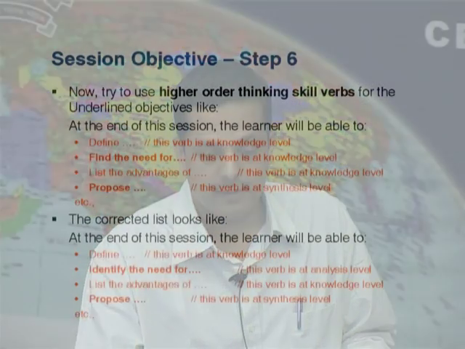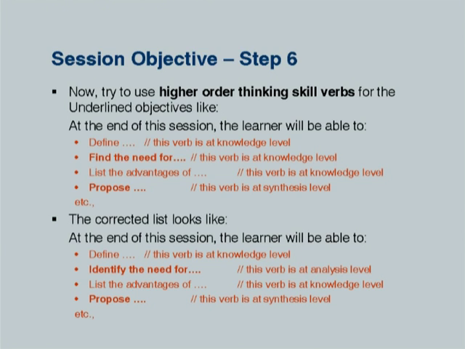So coming back to the slides, I have just put those slides again. Now try to use higher order thinking skill verbs for the underlined objectives or those important objectives. I repeat, can we try using higher order thinking skill verbs for those underlined objectives or important objectives? Those which we have underlined or put a star mark, can we try to use some higher order thinking skill verbs? So instead of being at a knowledge level, can we take them towards application, analysis, synthesis level? Okay. If you have done that, well and good. Preferably try to change those verbs initially.